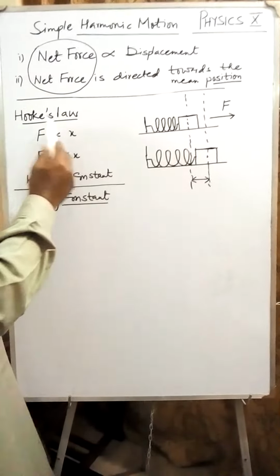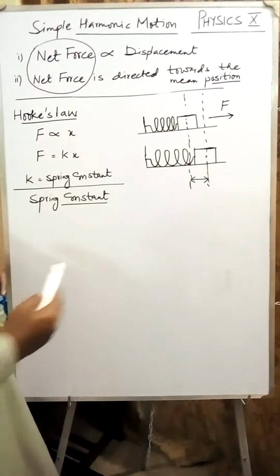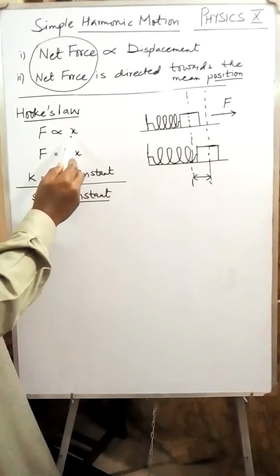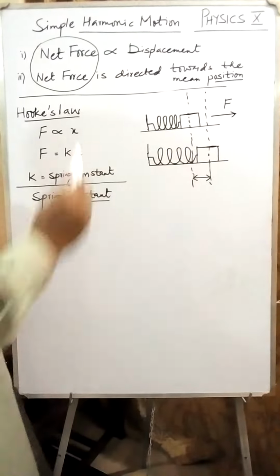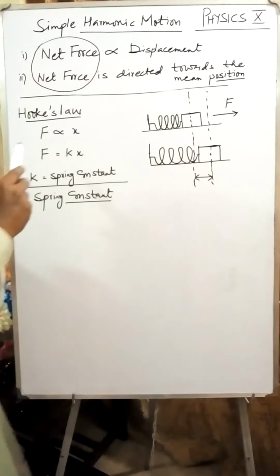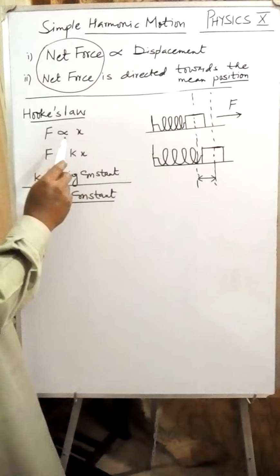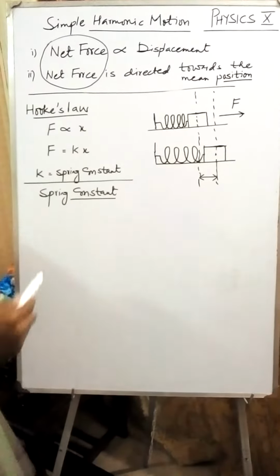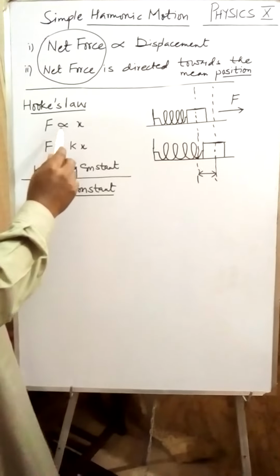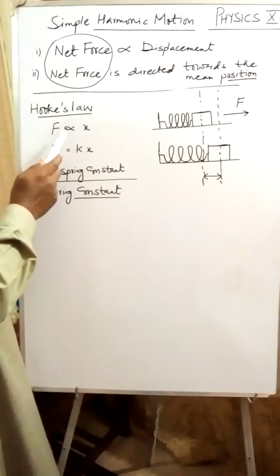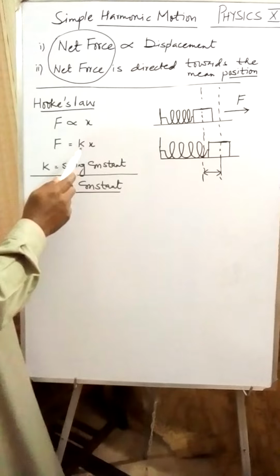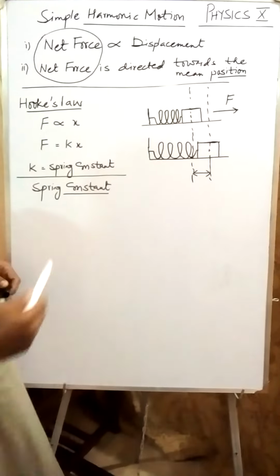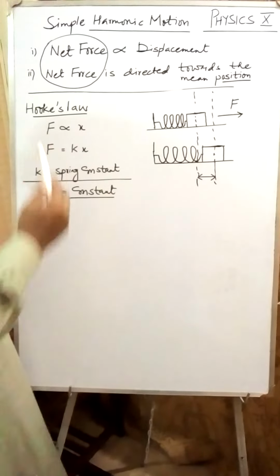So now what is Hooke's law? The force applied on the spring is directly proportional to the increase in length of the spring. It's better to say force applied on the spring is directly proportional to the change in length of the spring. So F proportional to X, proportionality sign is removed, so equality and constant, where K is spring constant, and this spring constant basically measures the stiffness of the spring.